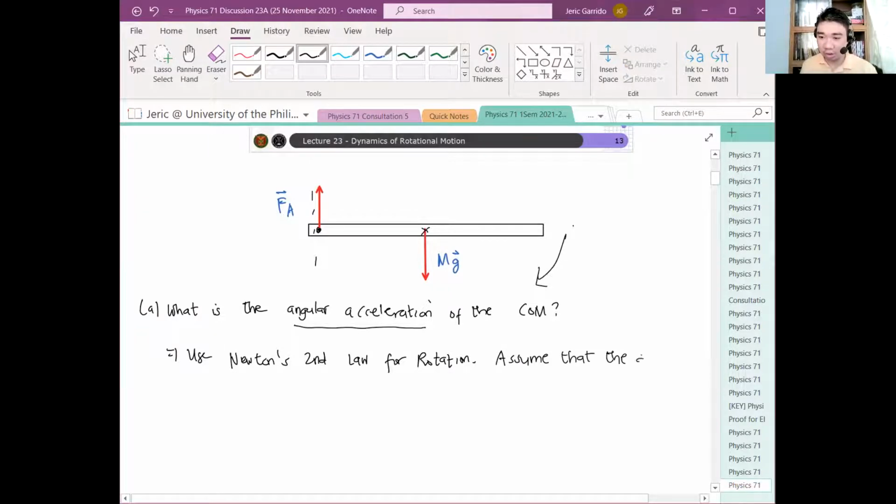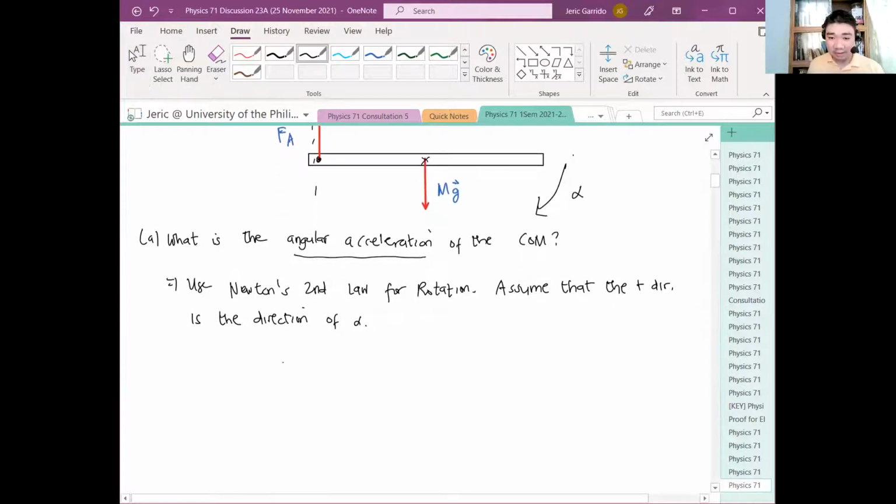Now, Newton's second law for rotation will state that, okay, we will assume that the positive direction is the direction of alpha. Para madali. Just like what I did in Newton's laws, ang direction ng acceleration ang i-treat ko na positive. So this is the direction of the angular acceleration kasi babagsak. So yung pababang direction, yun yung direction ng angular acceleration. Now, Newton's second law for rotation states the summation of torques is equal to the moment of inertia times an angular acceleration alpha.